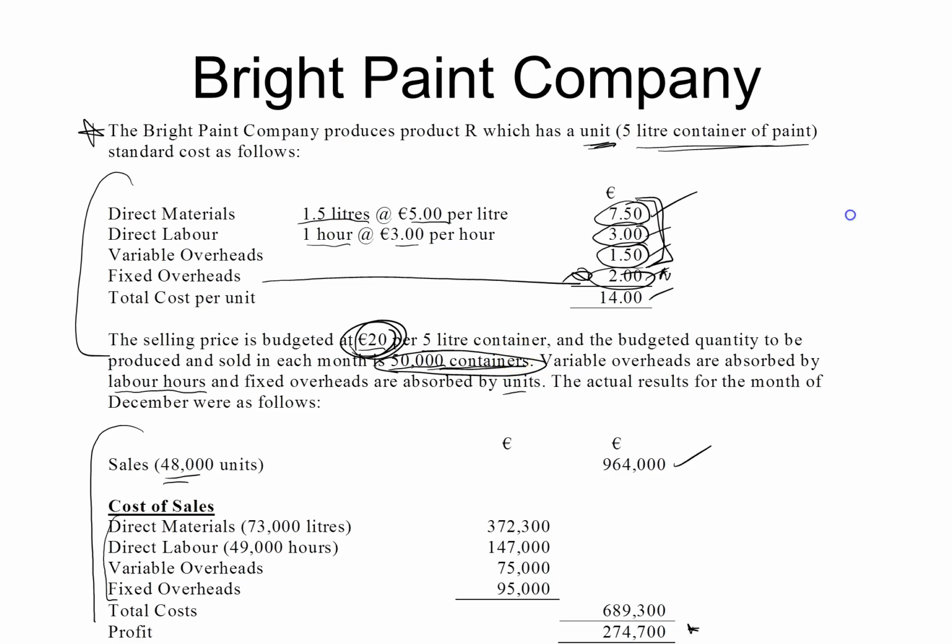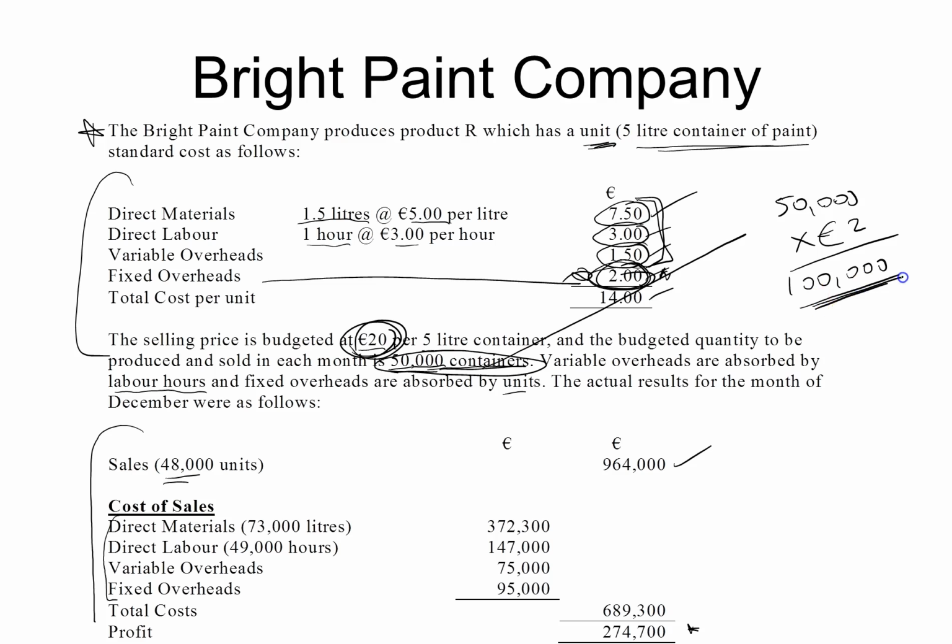So I'll just make myself a bit of space up here. So we've 50,000 containers, and the amount that's going to be added on to each container to cover the fixed costs is €2. So €2 is the amount that will be absorbed onto it. It's not actually a cost per container. It is a sharing of the cost among the 50,000 containers. So that would imply that the budget for the fixed overheads is 100,000.